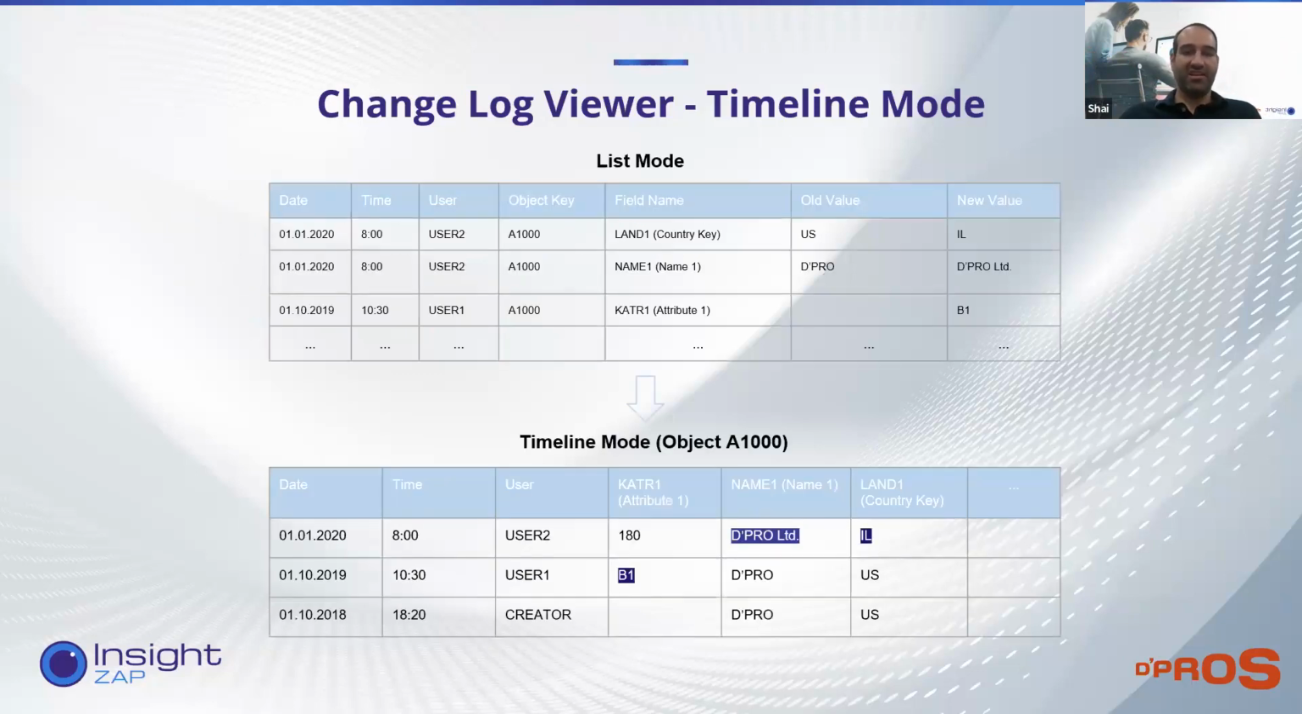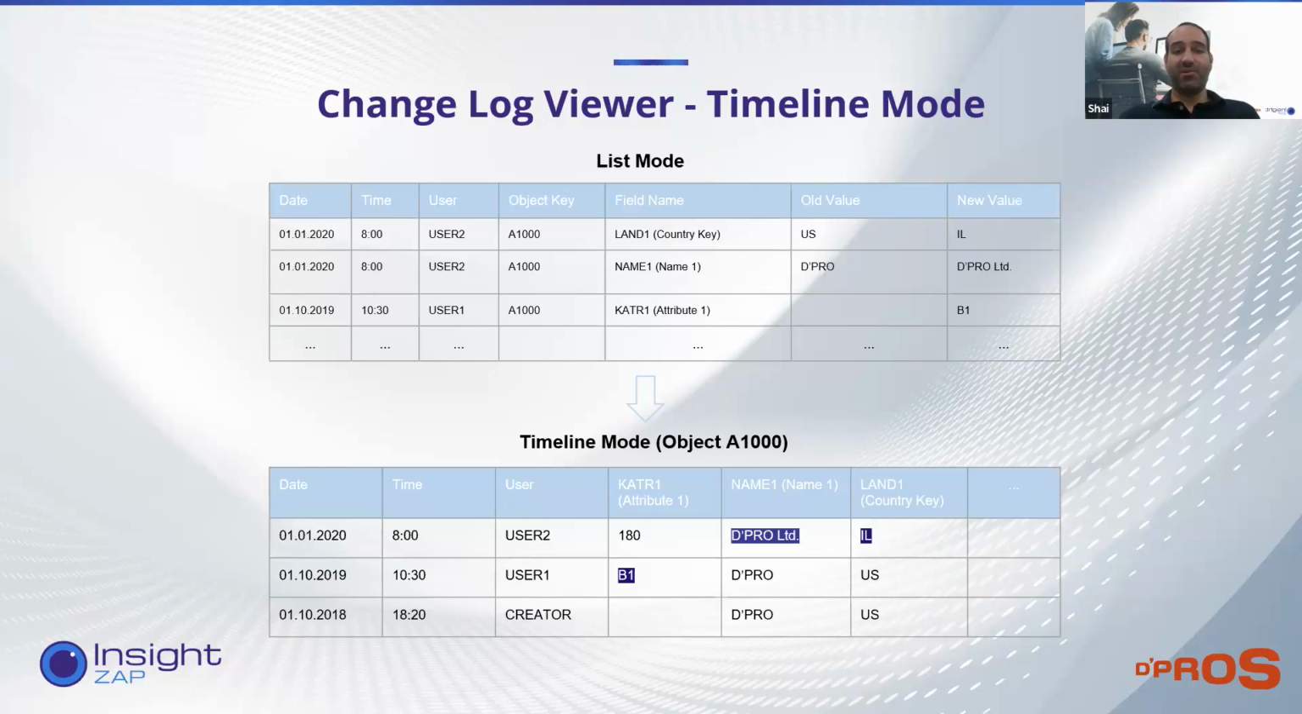I will show you a little demonstration here. And this is how it looks in the standard list mode, which we're familiar with. First, user 1 made a change for attribute 1. It changed it from null to B1. Later on, user 2 changed the value of the name from depot to depot limited. And at the same time, it changed the value of country from US to IL.